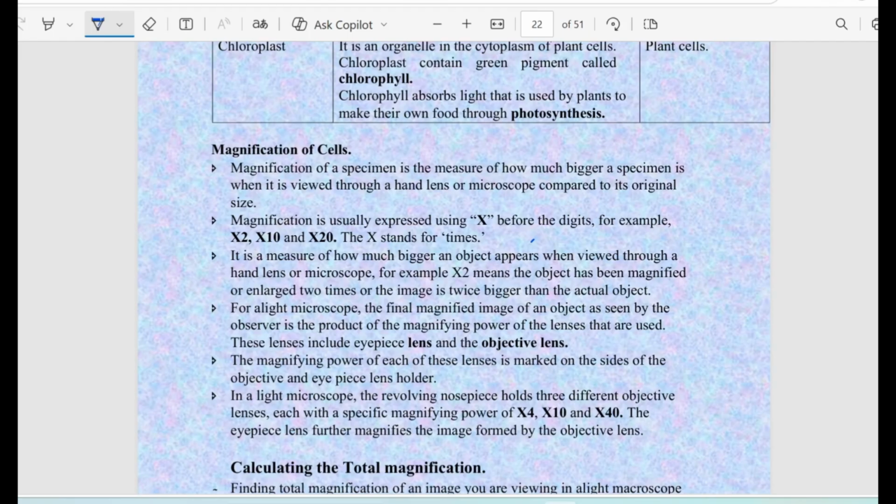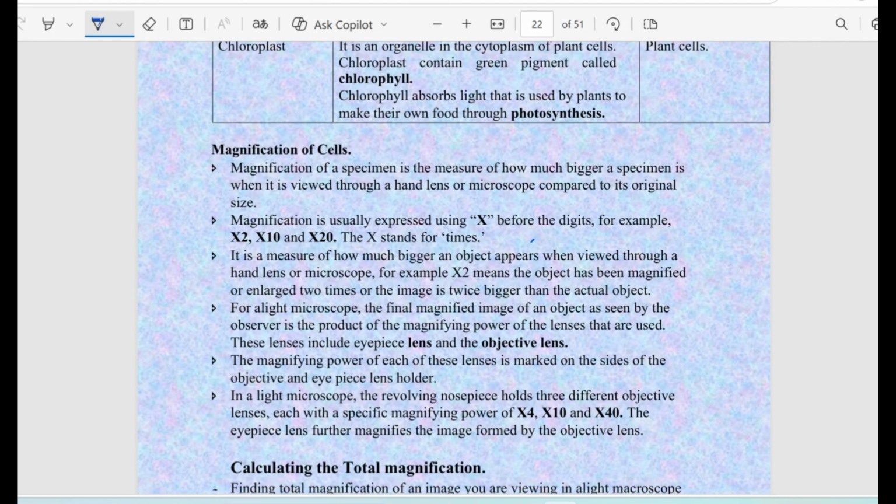It is a measure of how much bigger an object appears when viewed through a hand lens or microscope. For example, times 2 means the object has been magnified or enlarged 2 times, so the image is twice bigger than the actual object. For a light microscope, the final magnified image of an object as seen by the observer is the product of the magnifying power of the lenses that are used. These lenses include the eyepiece lens and objective lens. The magnifying power of each of these lenses is marked on the sides of the objective and eyepiece lens holder.